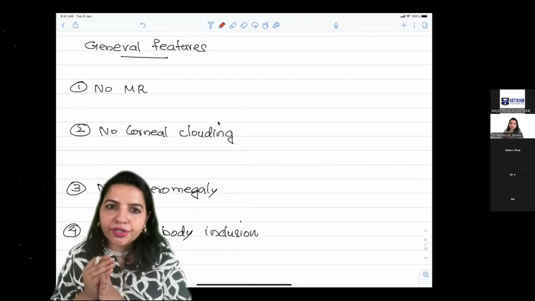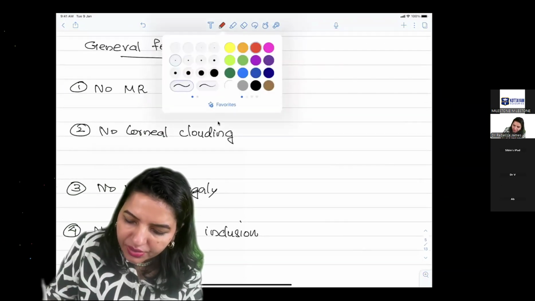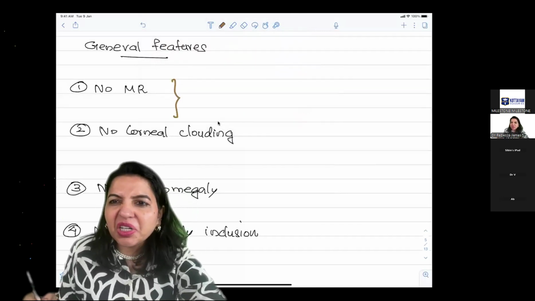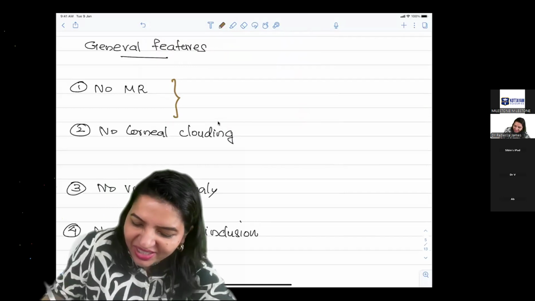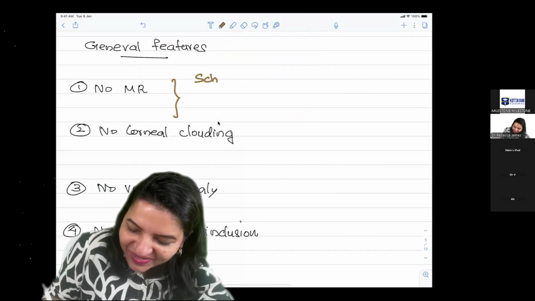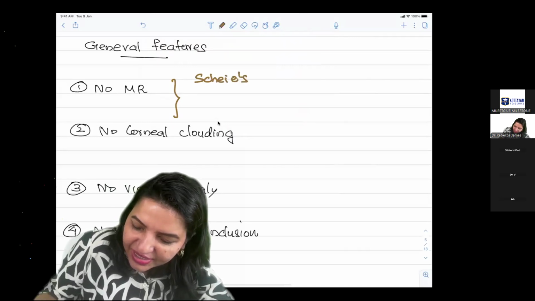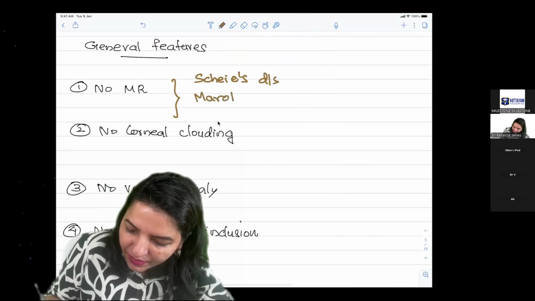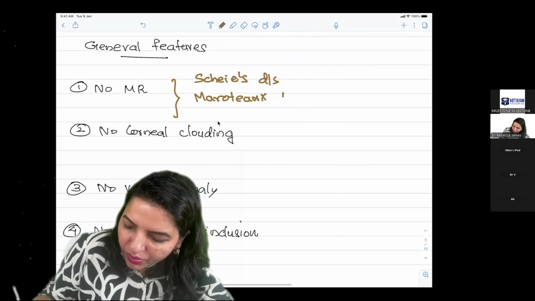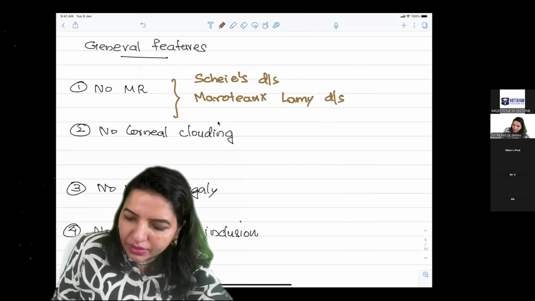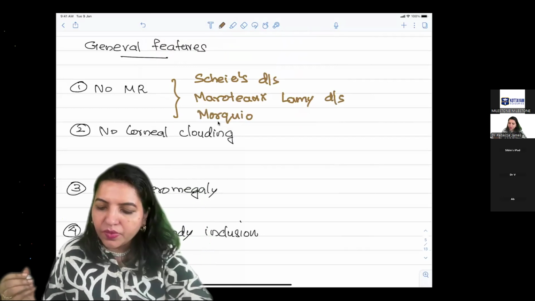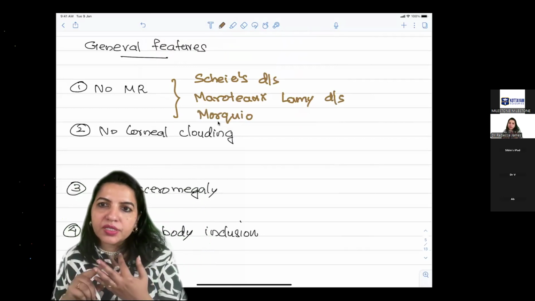Now coming to some general features. No mental retardation. Okay, so one we have already learned, Scheie disease. The second is Maroteaux-Lamy disease. And the third one is Morquio. Scheie, Maroteaux-Lamy and Morquio.